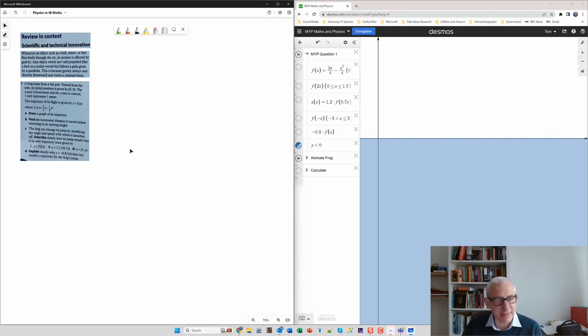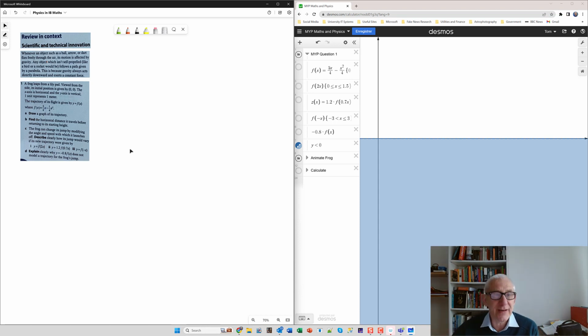So here in the question you can see a frog leaps from a lily pad. Viewed from the side, its initial position is given by (0, 0). The x-axis is horizontal, the y-axis is vertical, and 1 unit represents 1 meter. Draw a graph of its trajectory.